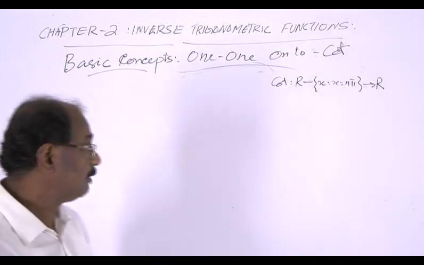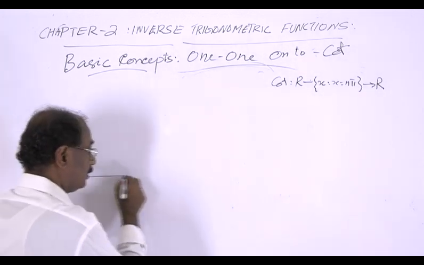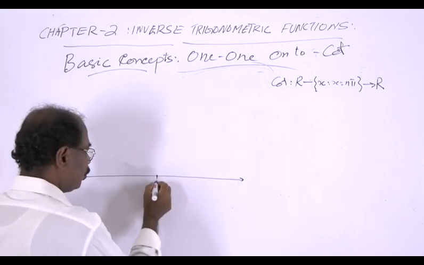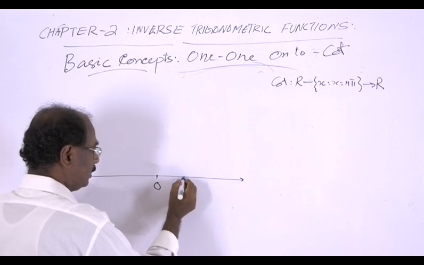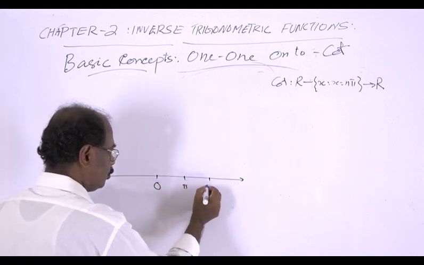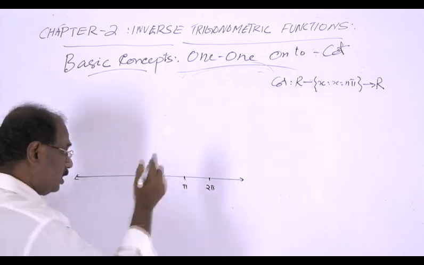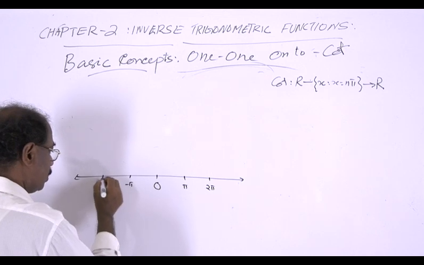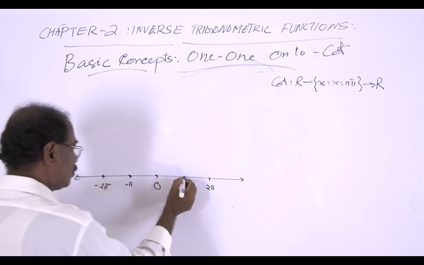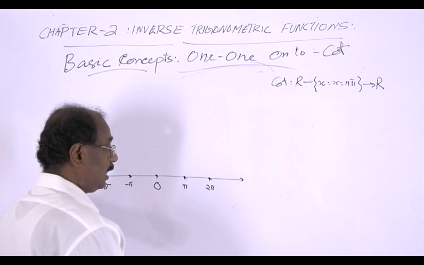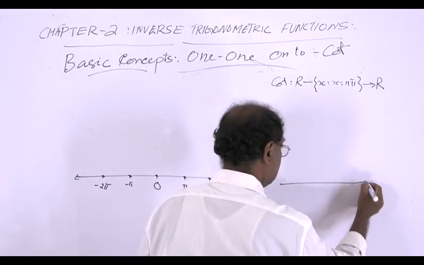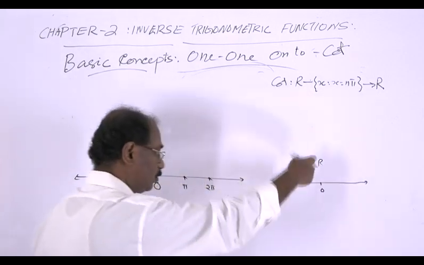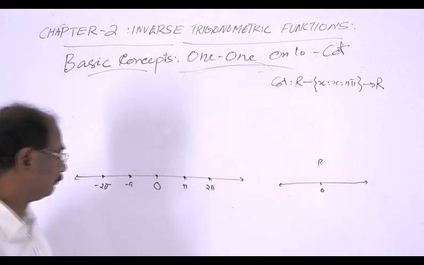For this, consider the present domain. Consider this R, and the excluded points: 0 excluded, then π excluded, 2π excluded, and so on. Then in the reverse direction, minus π excluded, minus 2π excluded. So these points are excluded from the domain, and the range is the full R, with 0, positive towards the right and negative towards the left.